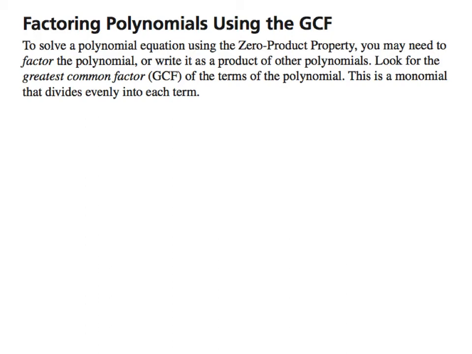All right, so factoring polynomials using the GCF. To solve a polynomial equation using the zero product property, you may need to factor out the polynomial or write it as a product of other polynomials. You must look for the GCF, the greatest common factor of the terms of the polynomial. What is that? It's the monomial that divides evenly into each term. So, here we go.